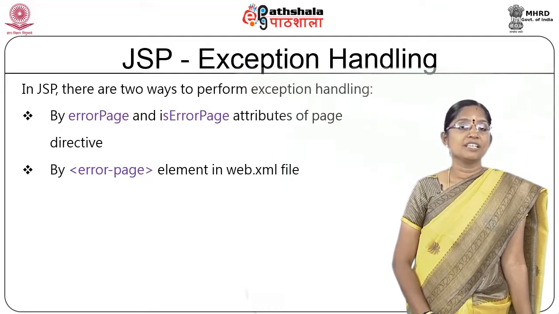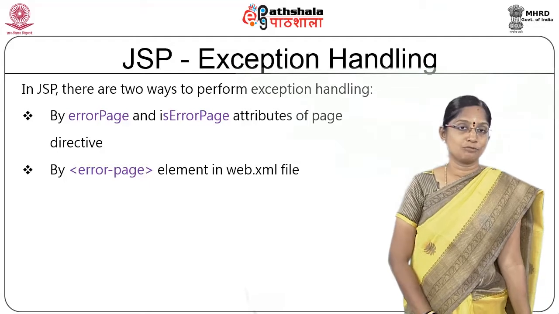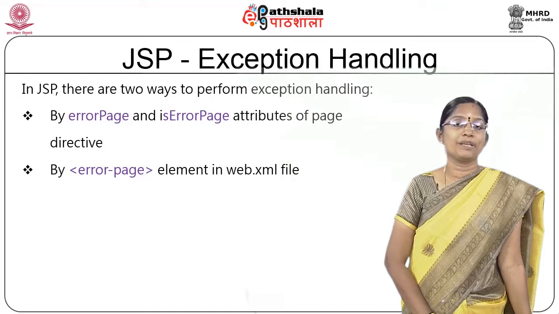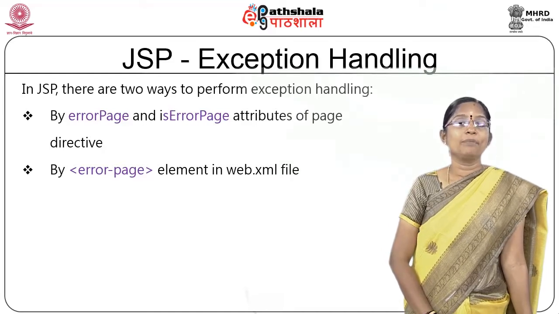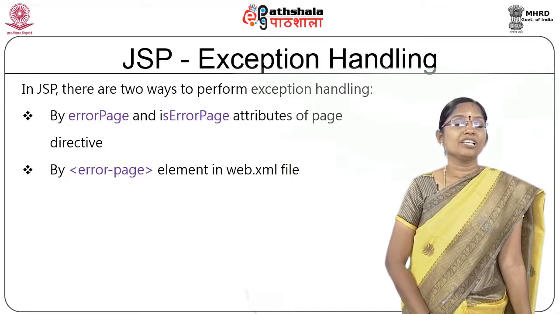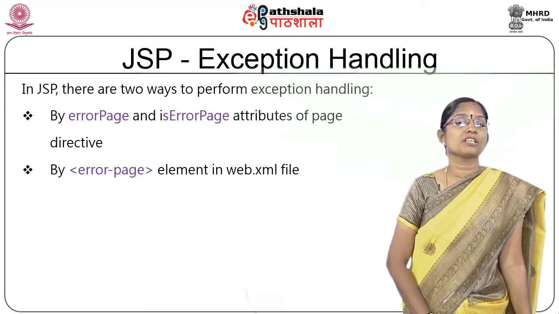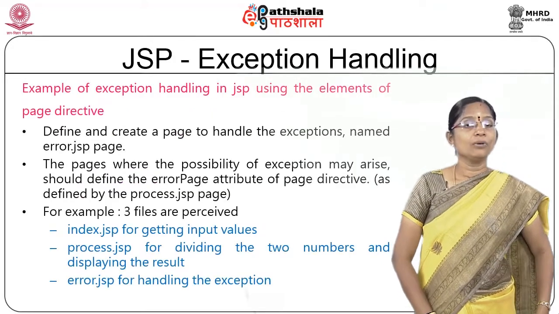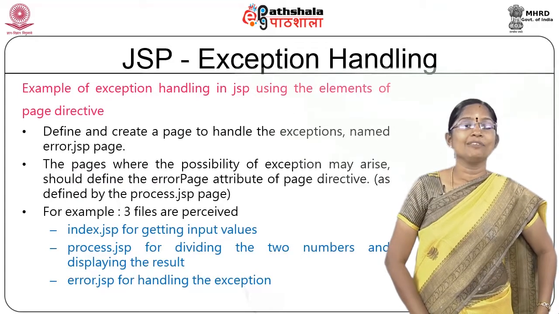In JSP, we have two attributes to handle exceptions. One is called errorPage and the other is called isErrorPage attribute. The error-page element is used in the web.xml file. The isErrorPage attribute is the common or frequent one that we use with the JSP page.